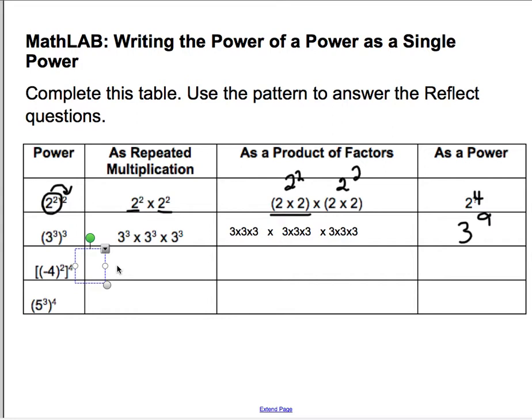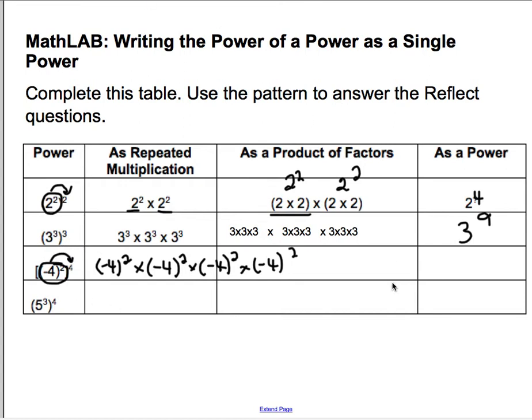So in this case I have -4. I have to use this because exponents are so hard to do with typing. So this will be -4 to the power of 2, times -4 to the power of 2, times -4 to the power of 2, times -4 to the power of 2, because this whole thing is the base to that power.